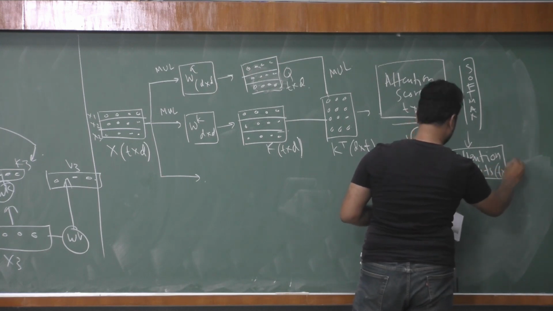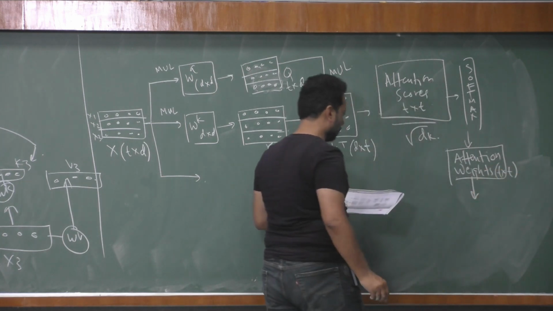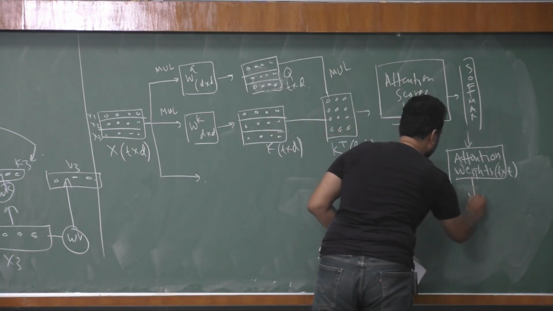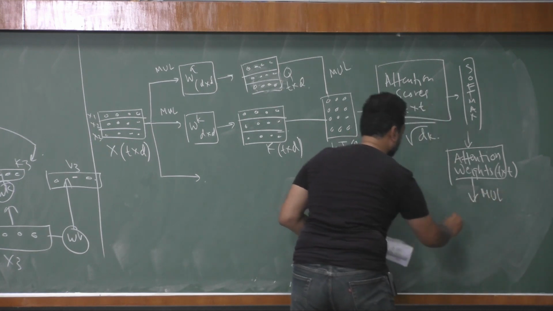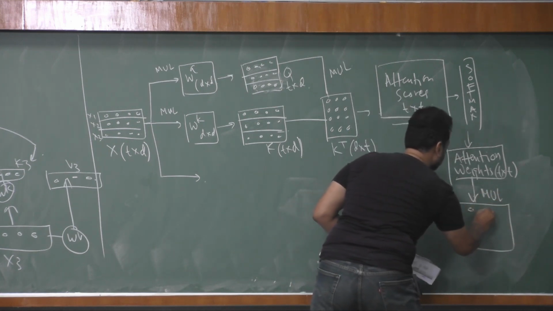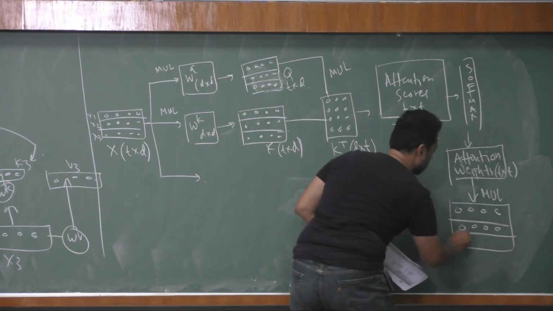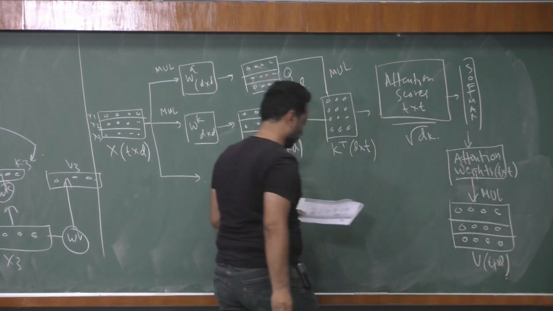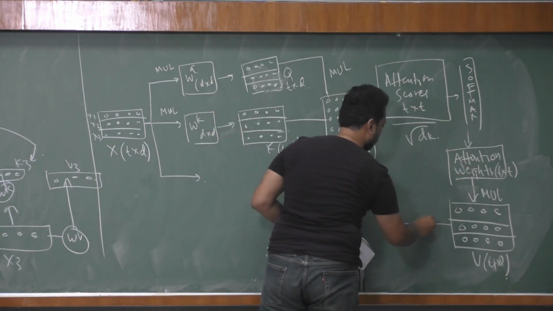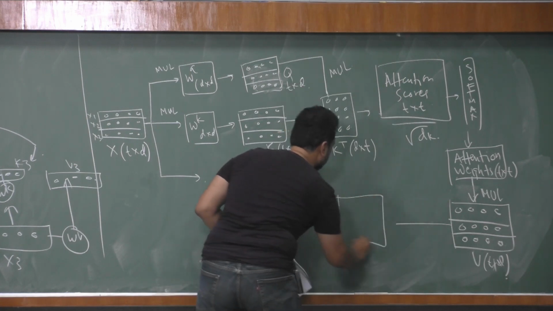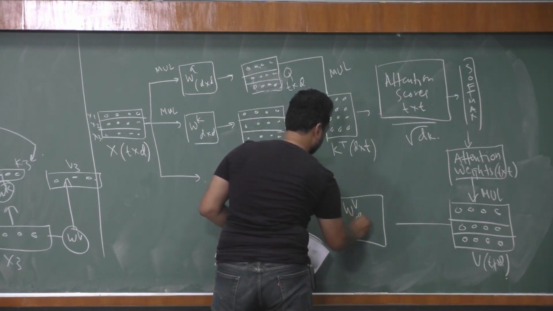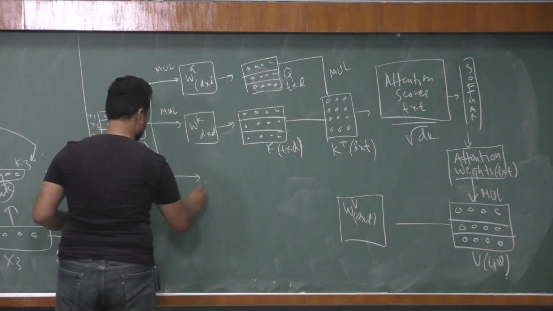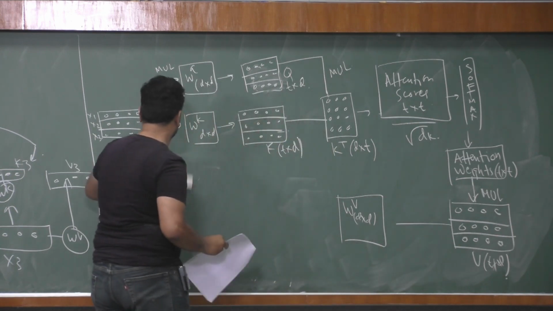This is all t by t, and these attention weights, if you can recall, are multiplied with the V, which is t by d. This is where we have also operated the W_V matrix on the input X, so that led to this.